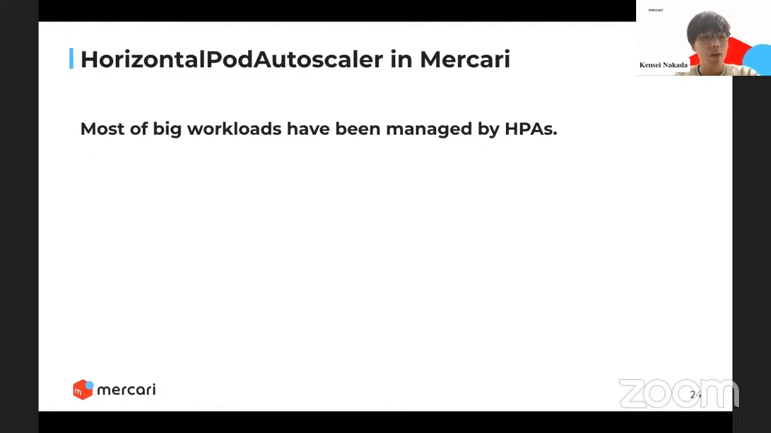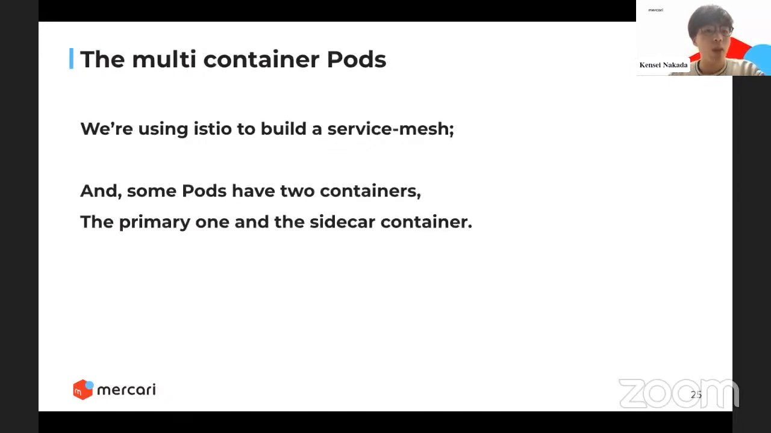So in Mercari, most of big workloads have been managed by HPAs. So yeah, probably around 300 HPAs in the product cluster, I guess. But we need to deal with some problems in the HPA.